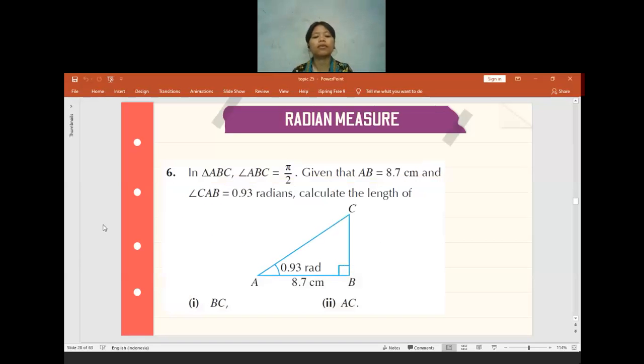Okay, this one hasn't been discussed. So now I have the right angle triangle. If it is a right angle triangle and you have the angle, you have the length of a side, to find another side, we can use SOHCAHTOA. Do you still remember SOHCAHTOA? Yesterday I asked all of you to read the trigonometry topic. So we are going to use SOHCAHTOA.